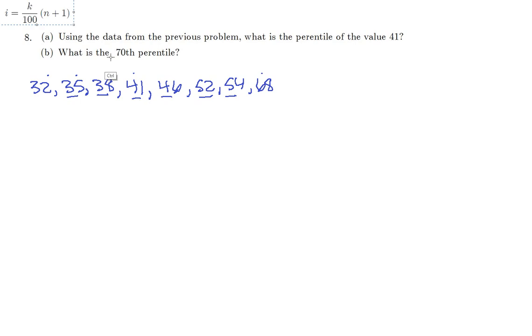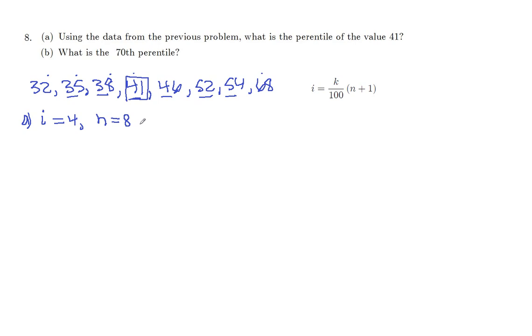So remember, for percentiles, we use this equation here. I is the index or the place of the data value, K is the percentile, and N is the total number of data values here. So using the data from the previous problem, we want the percentile of the value 41. So 41 is right here. It is in the 1, 2, 3, 4th place. So I is equal to 4. N, the total number of data values here in the list, is 8.